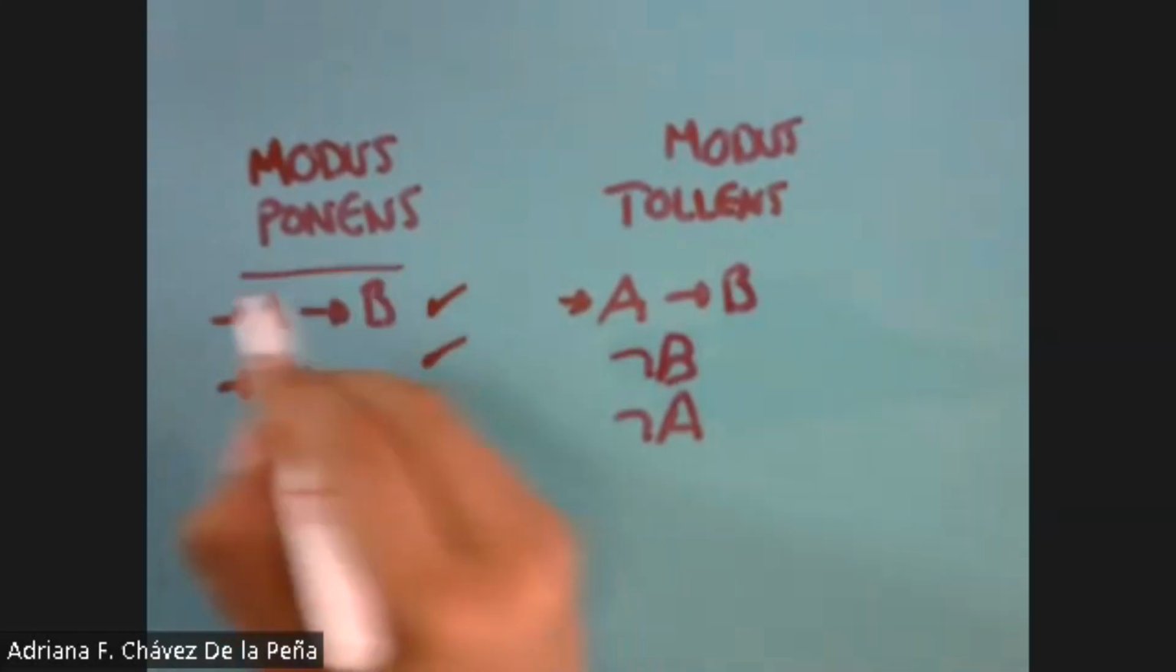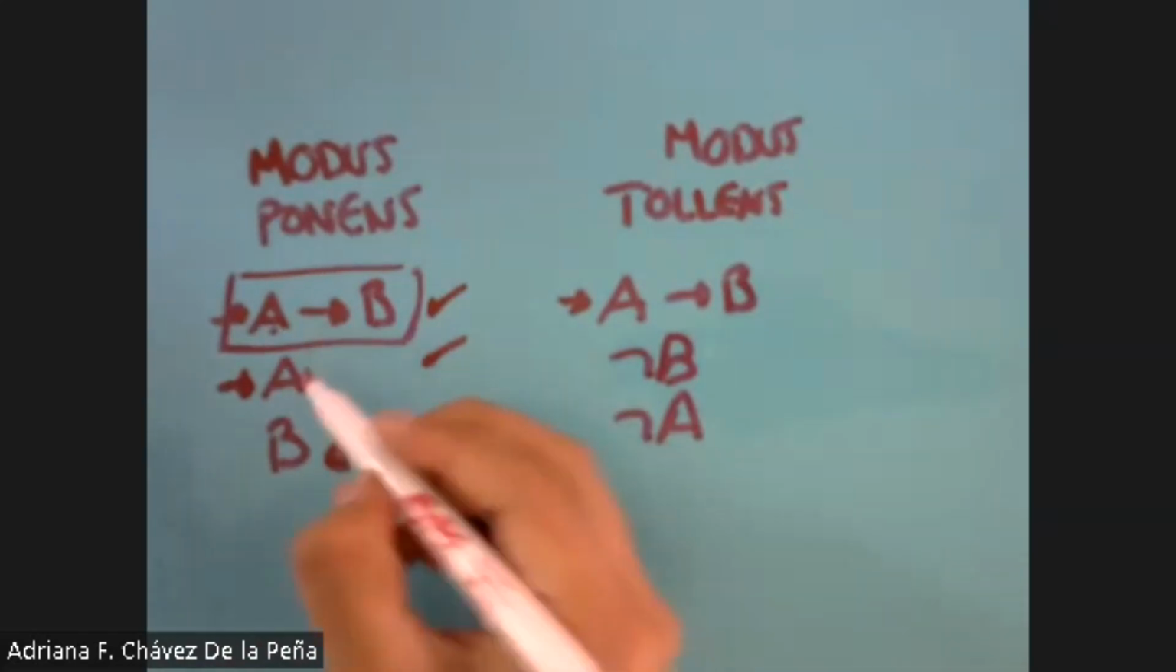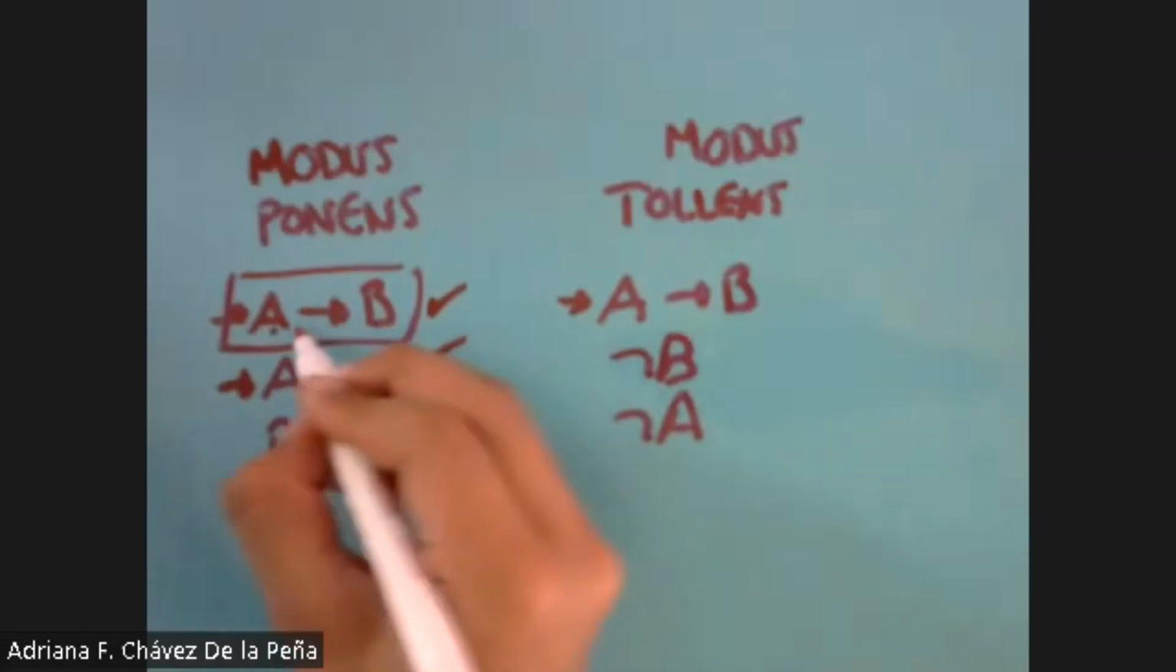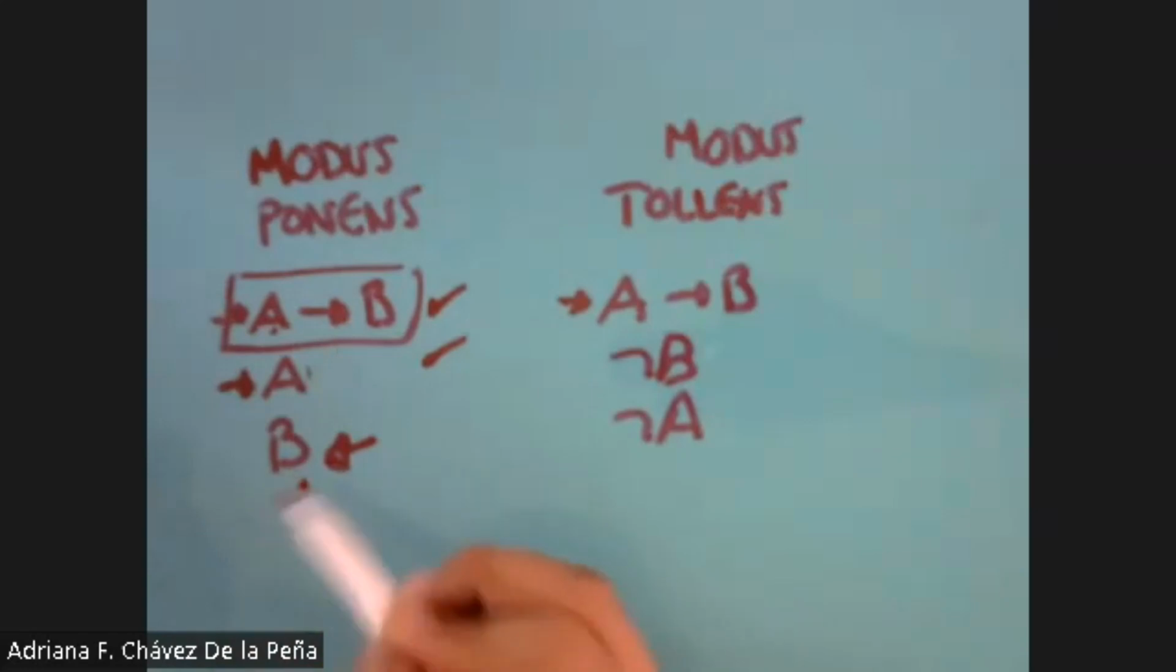If I have already established this relationship, and this relationship is true, so remember that is what valid means. It means that it preserves the value of truth. And then I observe this same condition, then by the very same relationship that I defined at the beginning, the consequence should also be there.